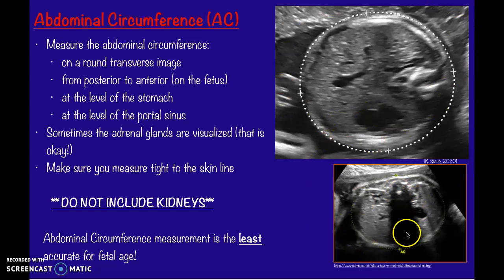When we look down at this image, this is not a good image. We see kidneys, which you do not include in your abdominal circumference image. We see the spine shadowing out. We can't analyze what's going on in the abdomen. So this would not be a good image. But we can see that amniotic fluid, and this could possibly be baby's stomach. The abdominal circumference measurement is the least accurate for fetal age.